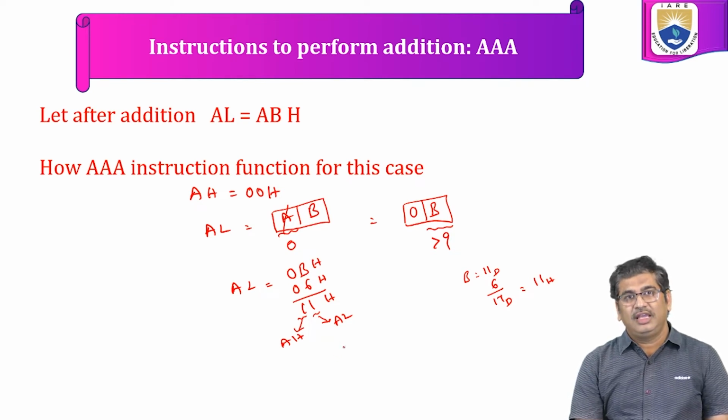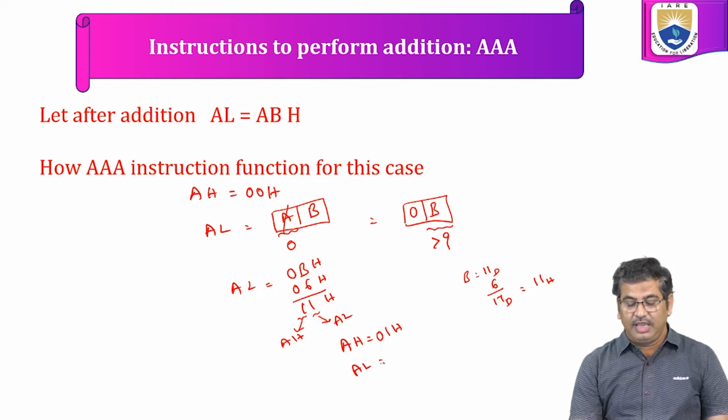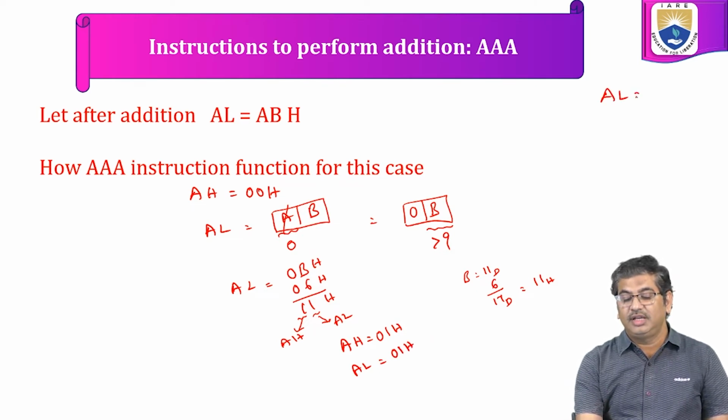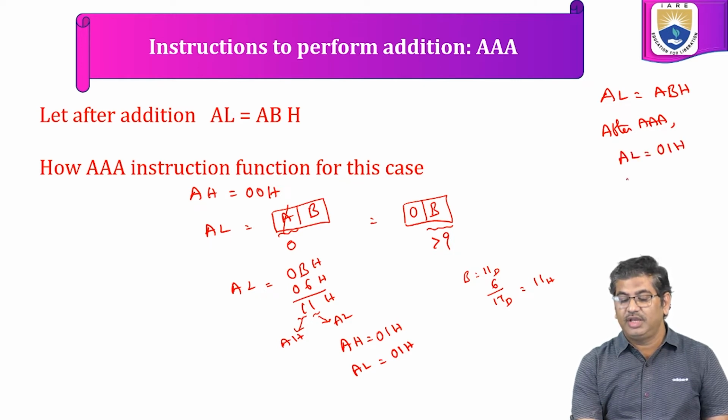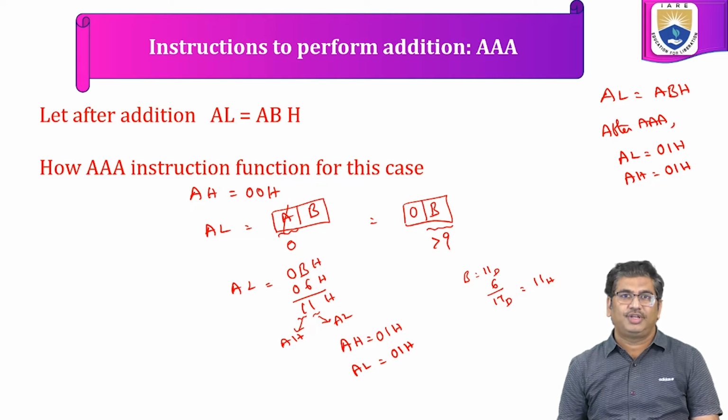So after executing the AAA instruction, the AH contents will become 01H, and the AL register content is equivalent to 01H. So in this example, we considered the result in the AL register to be ABH. After executing the AAA instruction, we got the AL register content equivalent to 01H and the AH content also equivalent to 01H. So these are the instructions related to the addition operation.